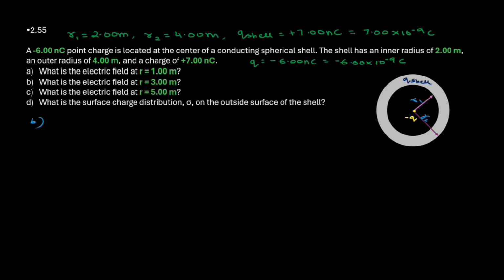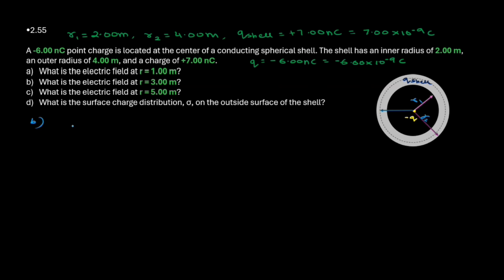Now let's discuss part B. In part B, we need to find what is the electric field at r equal 3 meter. Now 3 meter is between 2 and 4 meter. That means this point lies within the conducting shell. And we are going to follow the same steps to calculate the electric field at this point. So let us construct our spherical Gaussian surface within the conducting shell.